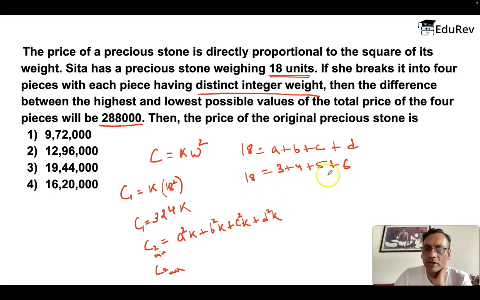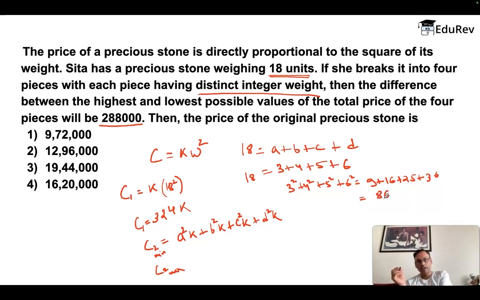Now if you see, what is 3 square plus 4 square plus 5 square plus 6 square? This is 3 square is 9 plus 16 plus 25 plus 36. This is 86. Okay. Now this is the lowest possible score, because remember, square increases disproportionately with the increase in the value. So the trick is I'm trying to keep each value as low as possible.